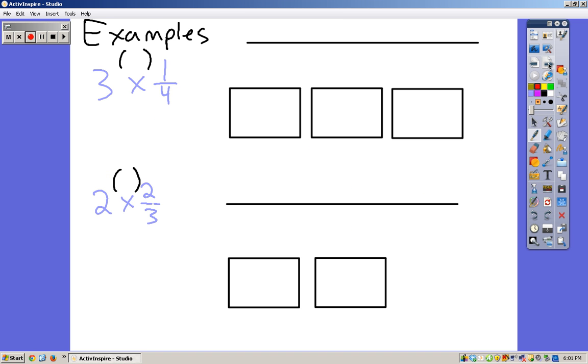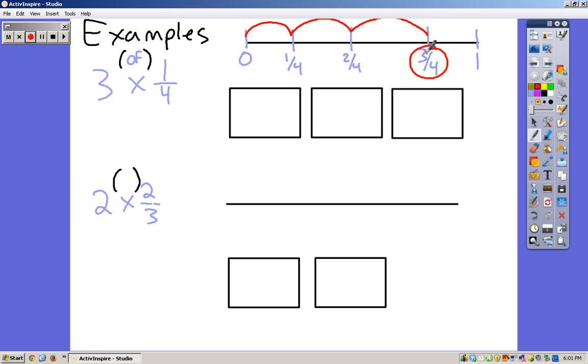Let's look at some examples from different problems here. Once again, 3 times 1/4 is 3 of 1/4. So let's do a number line. Start at 0, go to 1, and let's break it into 4. So this is 1/4, 2/4, 3/4. 3 of 1/4: 1, 2, 3. It's going to be 3/4. So the answer is 3/4.